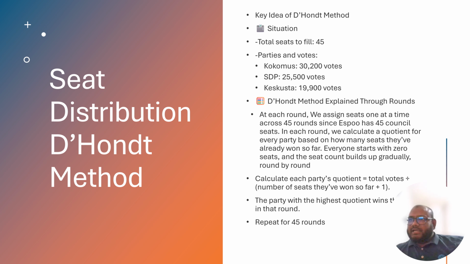As I said earlier, the largest quotient in every step will determine a seat for a single party. In every step one party will get one seat, and the steps will repeat till 45 rounds. Okay, let's move on.